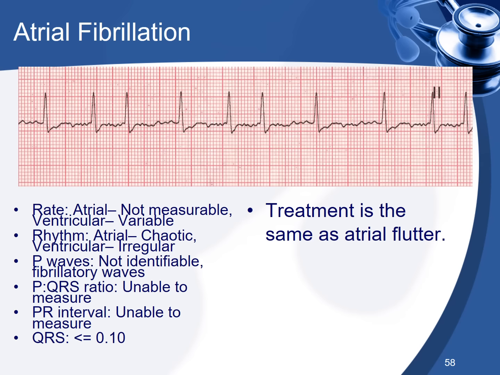These patients are even at higher risk for formation of clot because we really are not moving blood out of the atria properly. The treatment is the same as atrial flutter. If they're unstable, you do cardioversion. If they're fairly stable and their heart rate is less than 180, then we can go ahead and medically treat them. Anticoagulation is the same. You want to leave them anticoagulated for life.